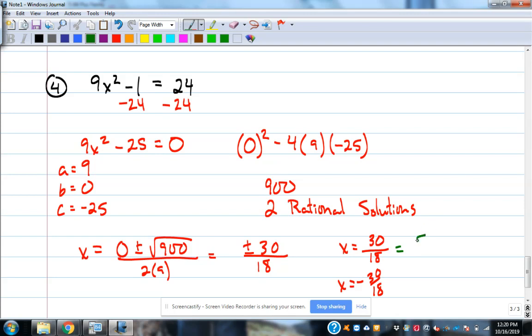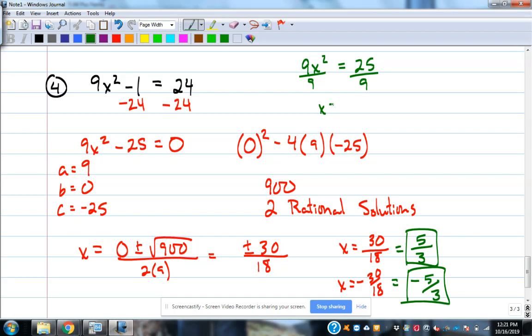6 goes into 30 5 times and into 18 3 times. And this would just be the negative of that. Positive 5/3, negative 5/3. If we had solved that by square roots, by adding 1 to each side, dividing by 9, and got x squared is equal to 25 over 9, and then took the square roots, what's the square root of 25? 5. What's the square root of 9? 3. Same two answers, right? Okay.